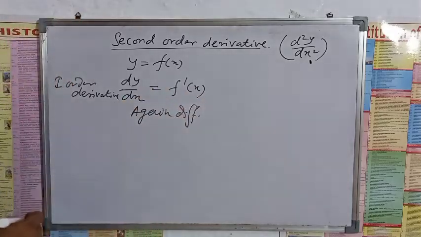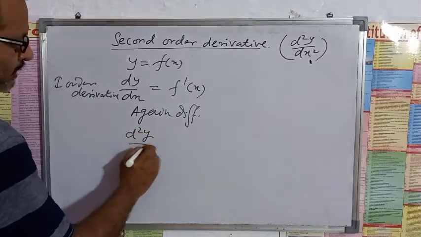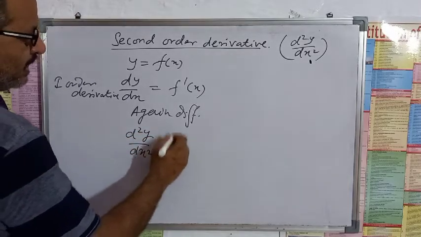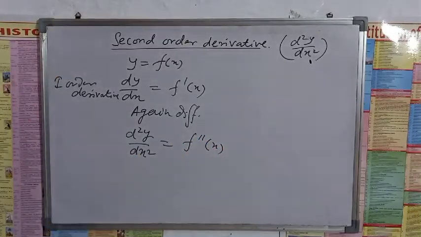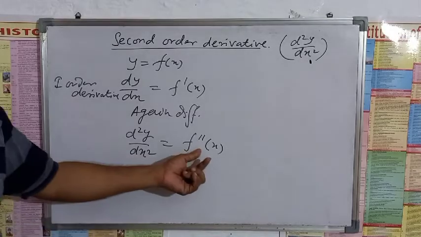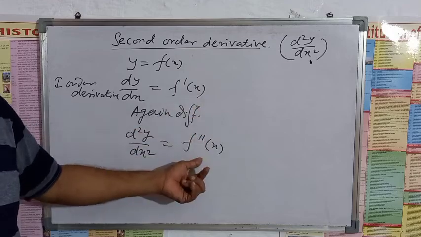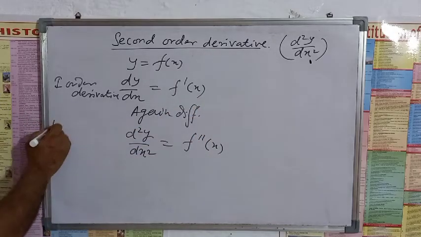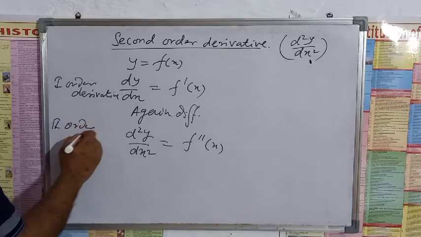Again differentiating. So left side we will write d2y by dx square. Right side we can write f double dash x. d2y by dx square, it is second order derivative. F double dash x means second order derivative. It is differentiated two times.